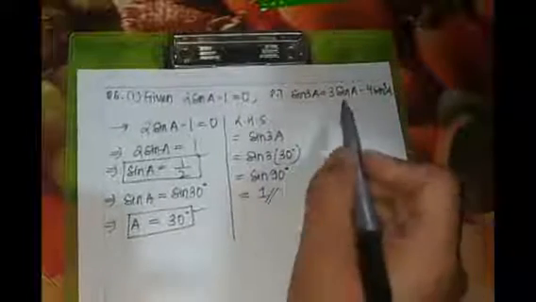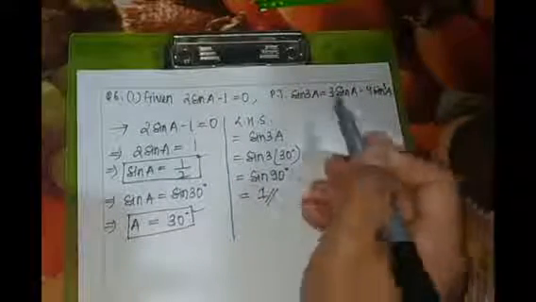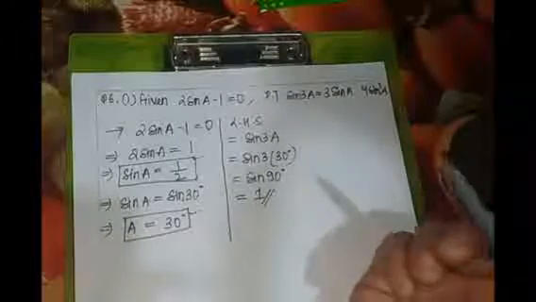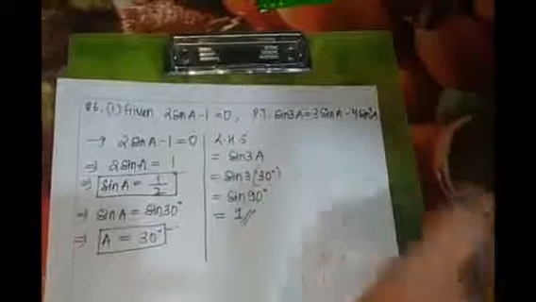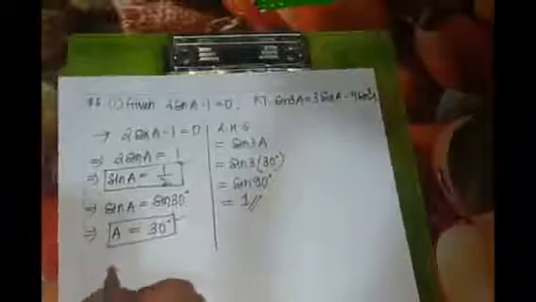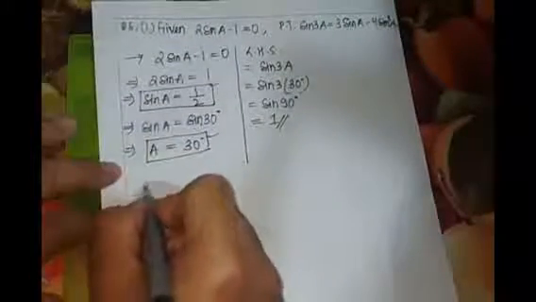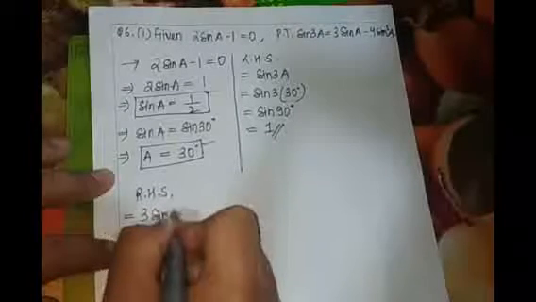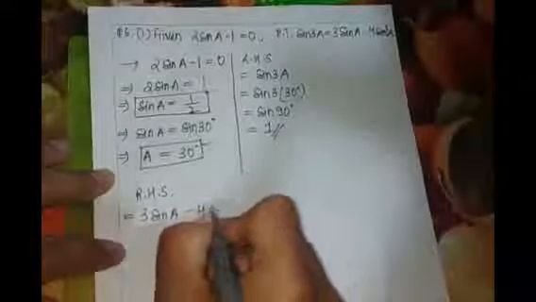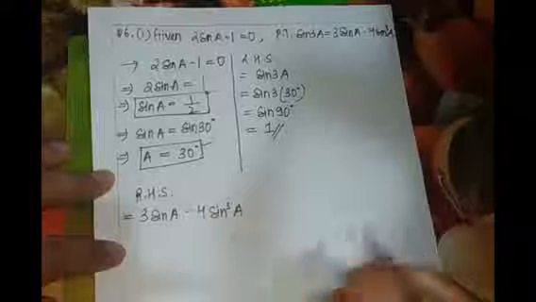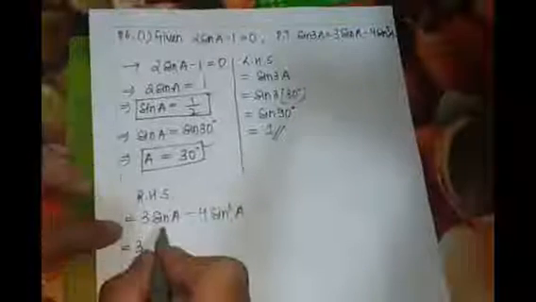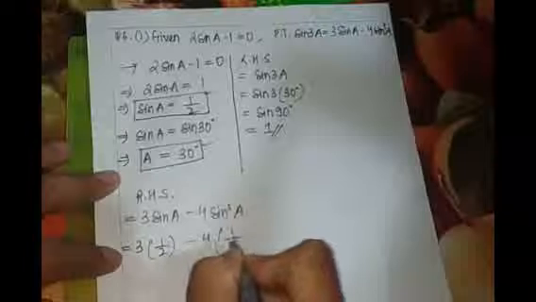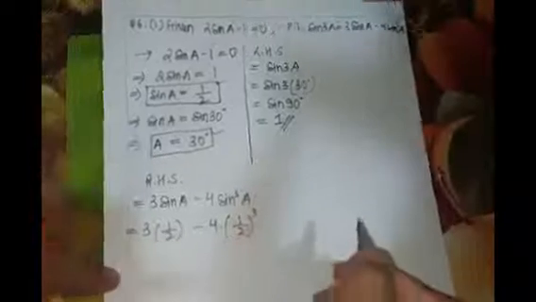Now we'll do the same thing with the right hand side, and we'll check the value for the right hand side. If it is 1, then LHS equals RHS. So I'll do it here. Right hand side, RHS. The expression is 3 sine A minus 4 sine cube A. So 3 times the value for sine A, 1 by 2, minus 4 times the value for sine A, 1 by 2, whole to the power 3.